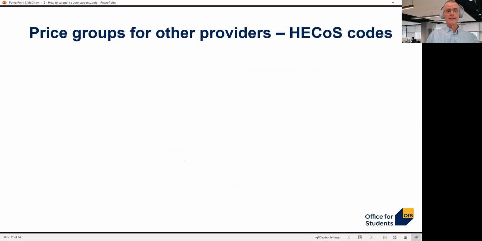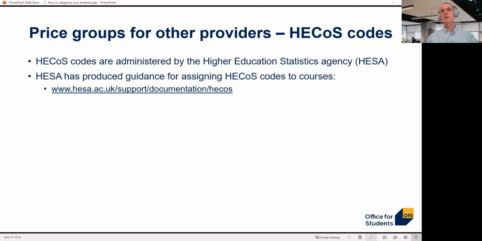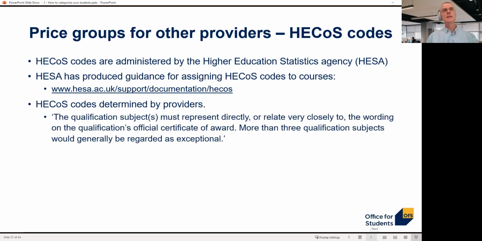For other providers, we're looking at HECOS codes. Now, these are administered by the Higher Education Statistics Agency, HESA, and they produce guidance for assigning HECOS codes to courses. That's hesa.ac.uk/support/documentation/HECOS. And the HECOS codes to be used are determined by you, the providers. And I think the salient guidance here is from their documentation.